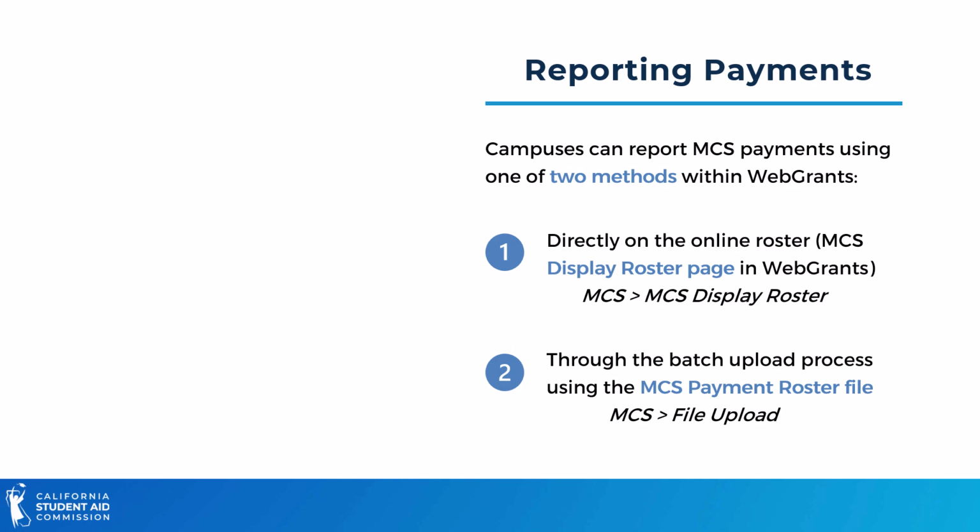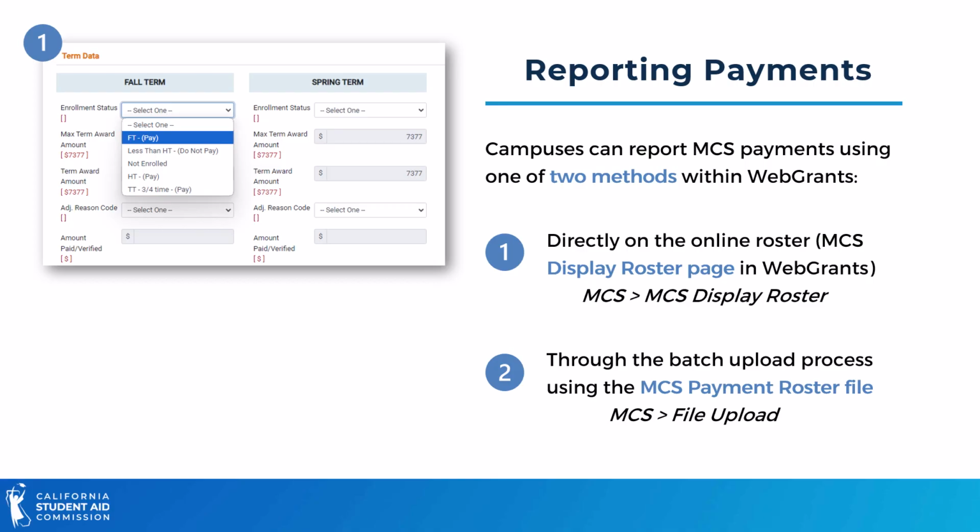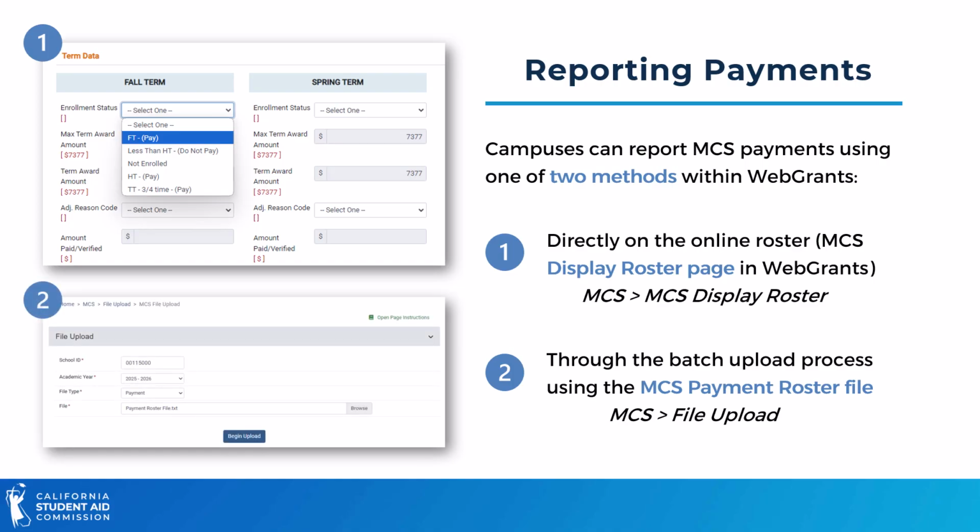Campuses have two ways to report MCS payments within web grants. The first is directly on the online roster using the MCS Display Roster page. This is a great option for schools with small rosters or when recertifying or reconciling payments. The second method is through a batch process using the MCS payment roster file.